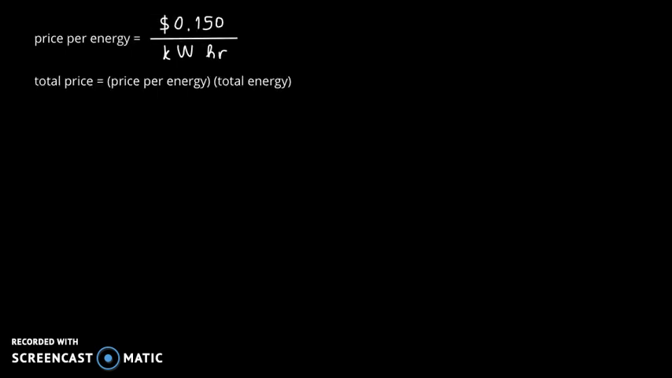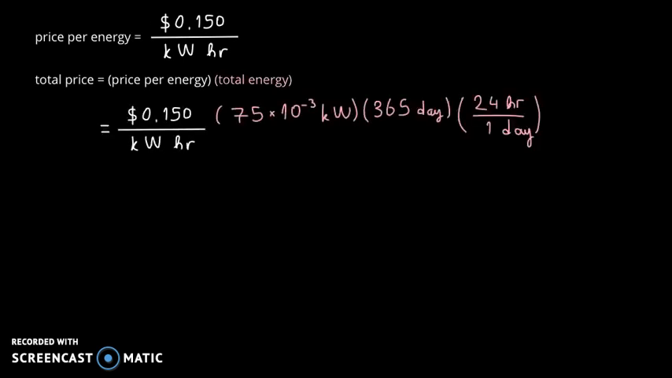So here's my formula. Total price equals price per energy times total energy. Here I have substituted my numerical values. I highlighted total energy with pink. So how am I calculating it again? I'm multiplying the power of the light bulb by the time during which the light bulb was on.